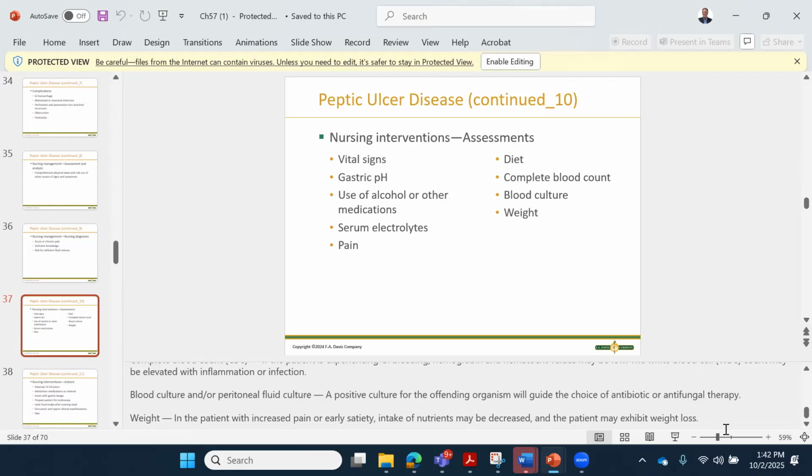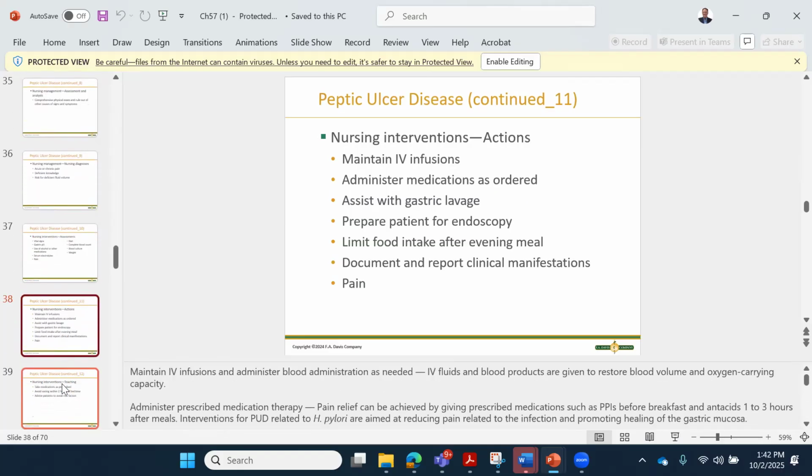You want to make sure that weights are done because weight and changes in weight could be indicative of even more serious conditions, especially if they have greater than a 10-pound loss in weight over a relatively brief period of time.